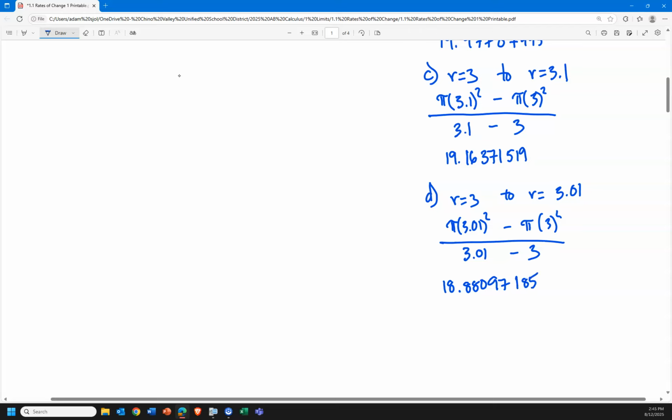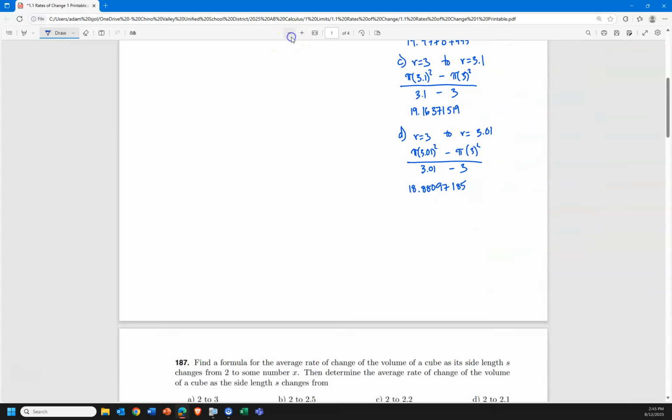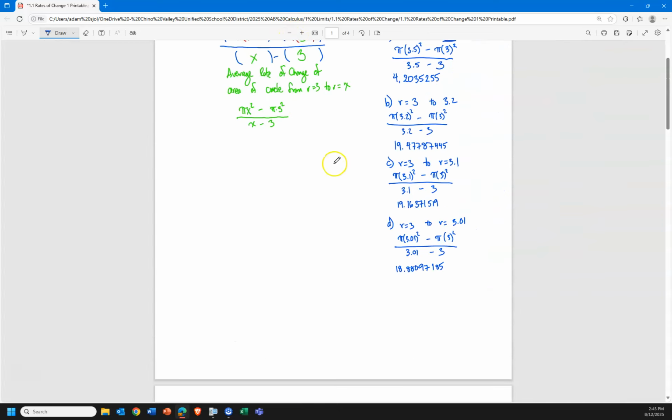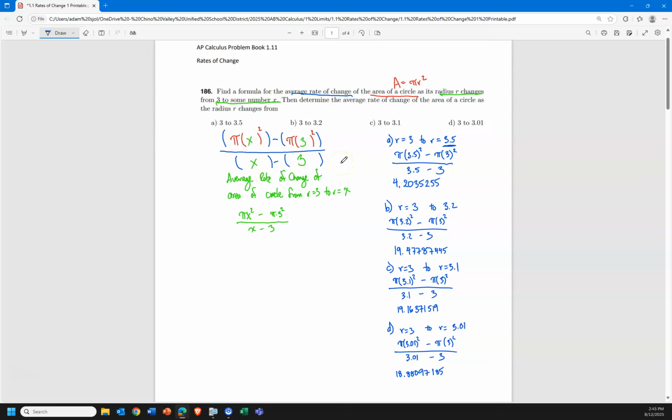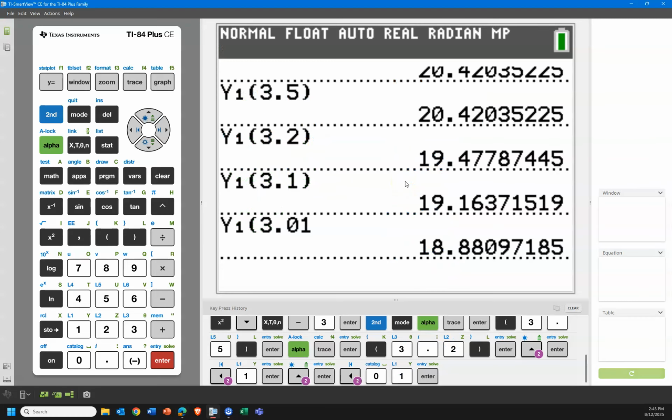Okay. So I guess the other thing we're supposed to realize is you're kind of doing a numeric limit here. These y values, oh man, I copied that wrong. Huh. Well, if I look, 18.888, 19.163, 19.477. I bet this was 20.4. You probably already noticed I don't know how to read.